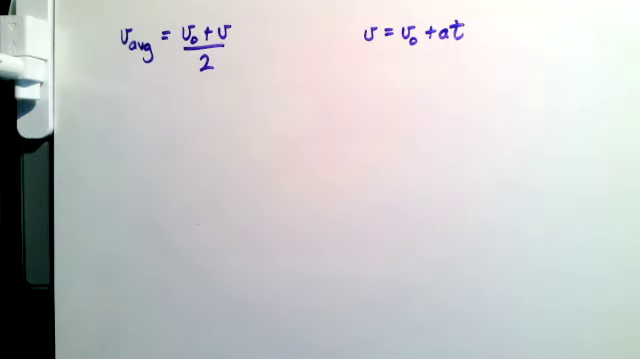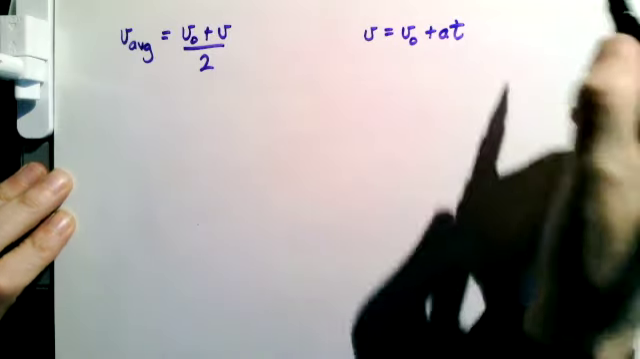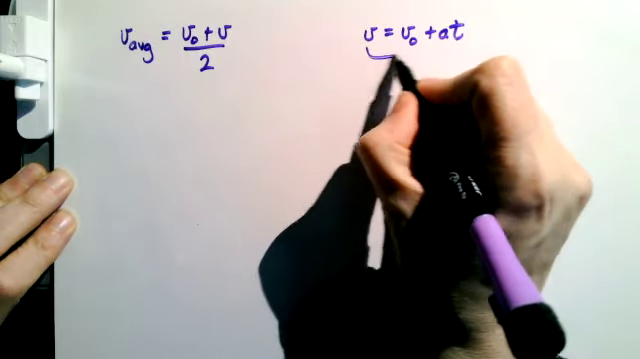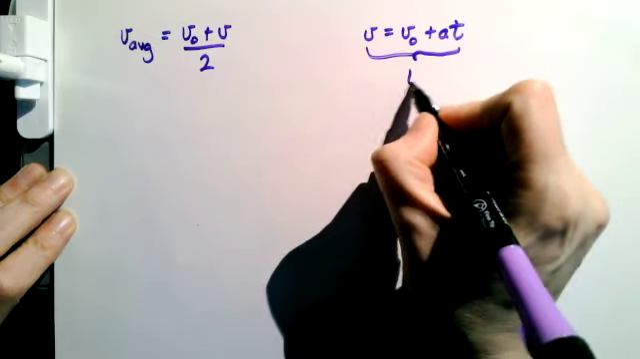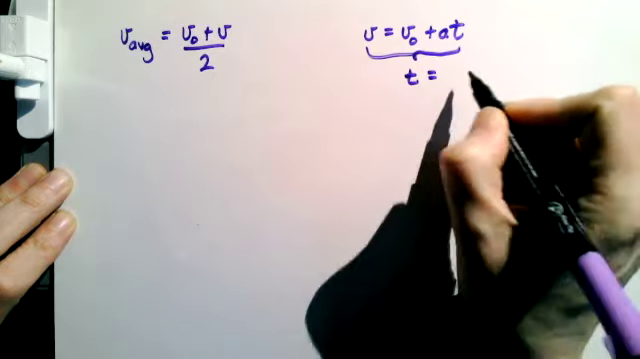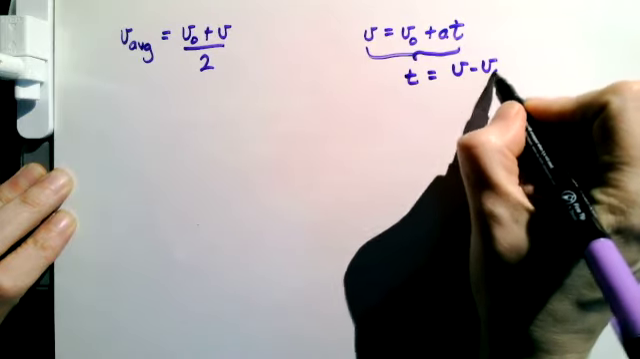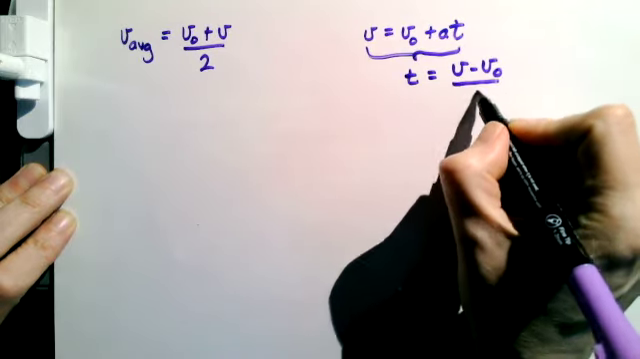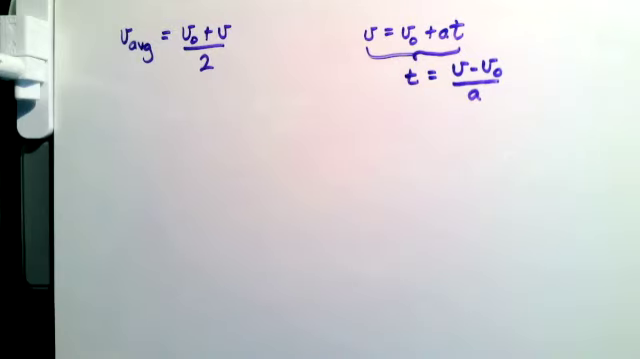Okay, we're going to derive another one. And again, we're going to use what we already have. So we have this velocity equation that we derived from the average acceleration. And I can take it and rearrange it to solve for time, kind of like we did in that example problem.